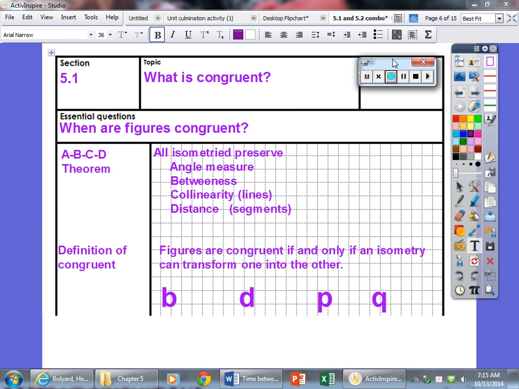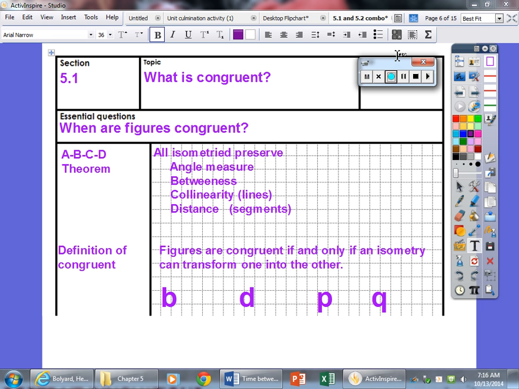Okay, so we're starting a new unit today, and this unit is going to be about proving that figures are congruent. So what we want to start out with is a definition of what congruent is and what we mean when we say figures are congruent. The first thing that we want to talk about a little bit is the ABCD theorem.